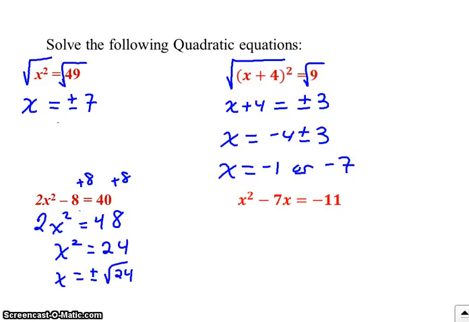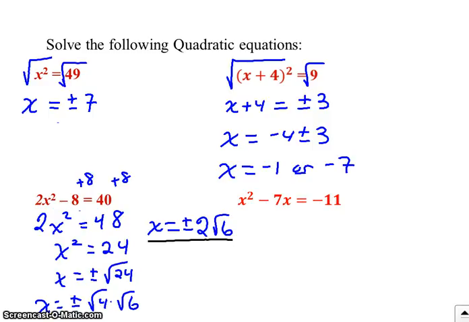Recall that the square root of 24 is an exact value, but it's not in simplest radical form. So what we want to do here is find a factor of 24 that's a perfect square, and rewrite that as the square root of 4 times the square root of 6. So our two solutions here should be x equals plus or minus. The square root of 4 is 2. There is no simplifying the square root of 6. That's our solution for this question: plus or minus 2 radical 6.